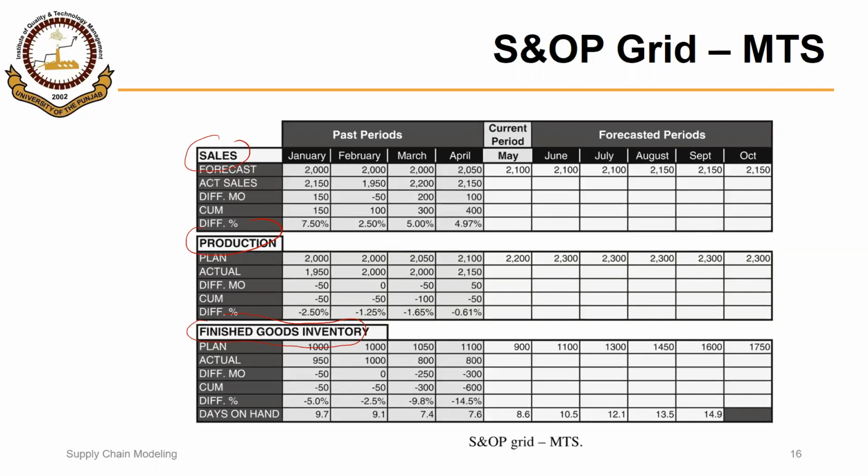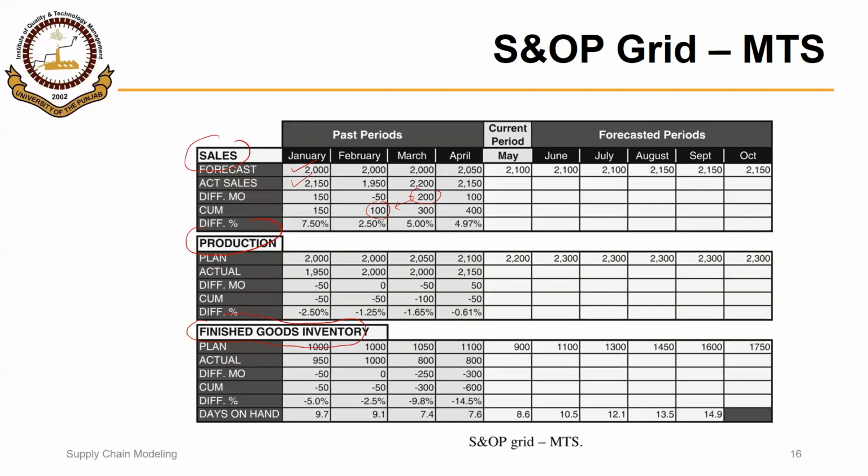So information related to sales that a typical S&OP grid for MTS environment contains is the information related to forecast, actual sales, the difference of actual and forecast that we call the forecast error, and then the cumulative difference and the difference in percentage. For example, for January, the forecast was 2,000, actual sales were 2,150. So difference is plus 150. Actual sales minus forecast, that is plus 150. In the second month, that is February, the difference is minus 50. So the cumulative difference will be 100. For the month of March, the difference is 200. So 200 plus 100. The cumulative difference of actual sales and forecast is 300 and so on. And you can convert this difference into percentage as well.